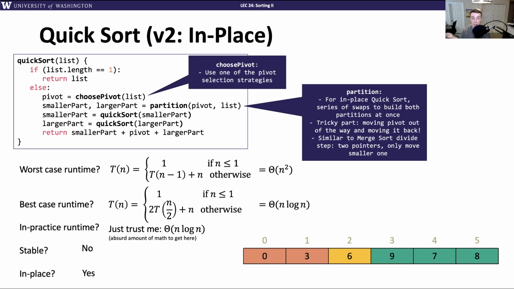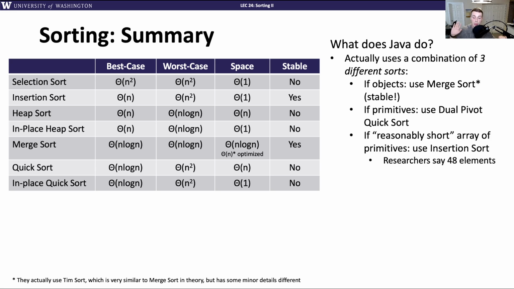Lots of little details I'm glossing over because my learning objective for today is not that you can implement this from scratch. It's more about just appreciating that this can be done in place. And I really care more about just understanding what these runtimes for quicksort are and why. So we run into the same best and worst case, but we get it to be in place, which is exactly what we want.